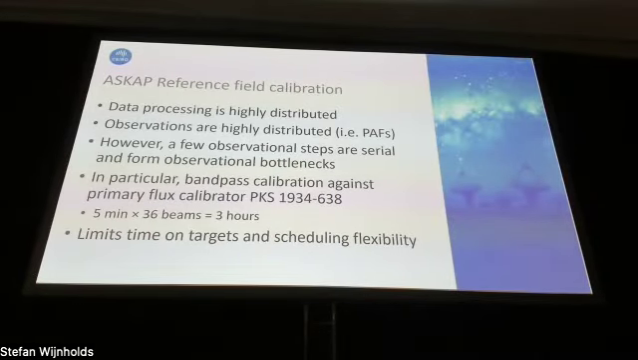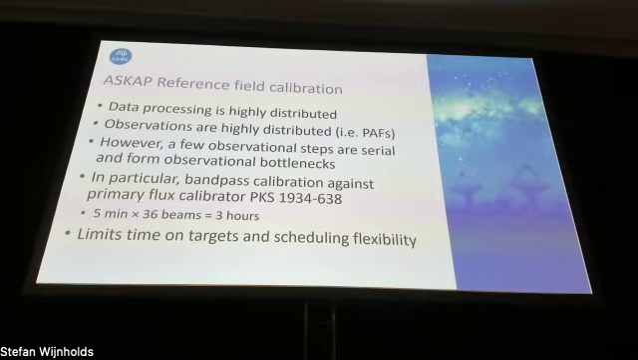Right. And finally, I'll just show another few updates that we've been doing recently. I've shown that our processing is quite distributed, and the ASKAP observations are very distributed, right? We've got 36 beams on the sky. However, there are a few observational steps that are in their nature serial, and the main one here is the bandpass calibration.